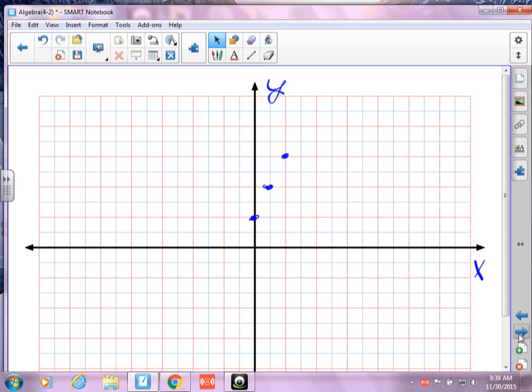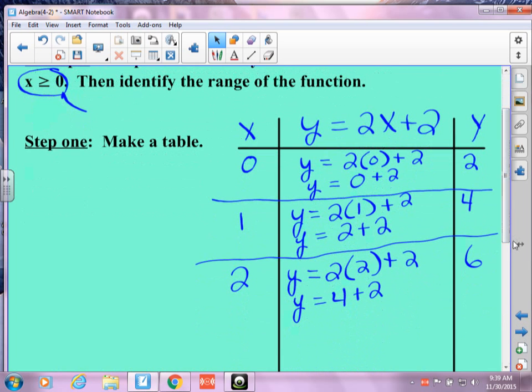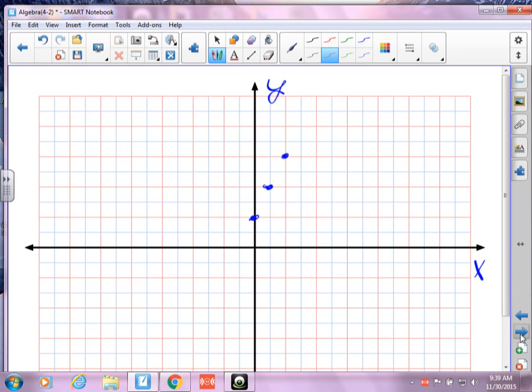Okay? Don't draw your line yet. Now, go back to your table. Okay? 0 was my starting number, wasn't it? You see that? So I started with 0, 2. And then I chose more numbers, correct? So when we graph, I started with this dot here and I went up.